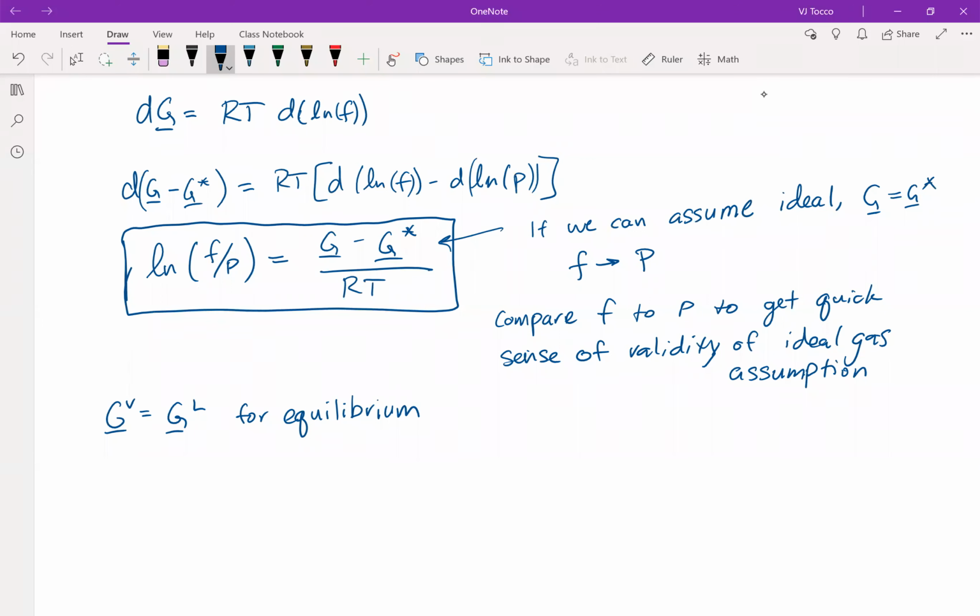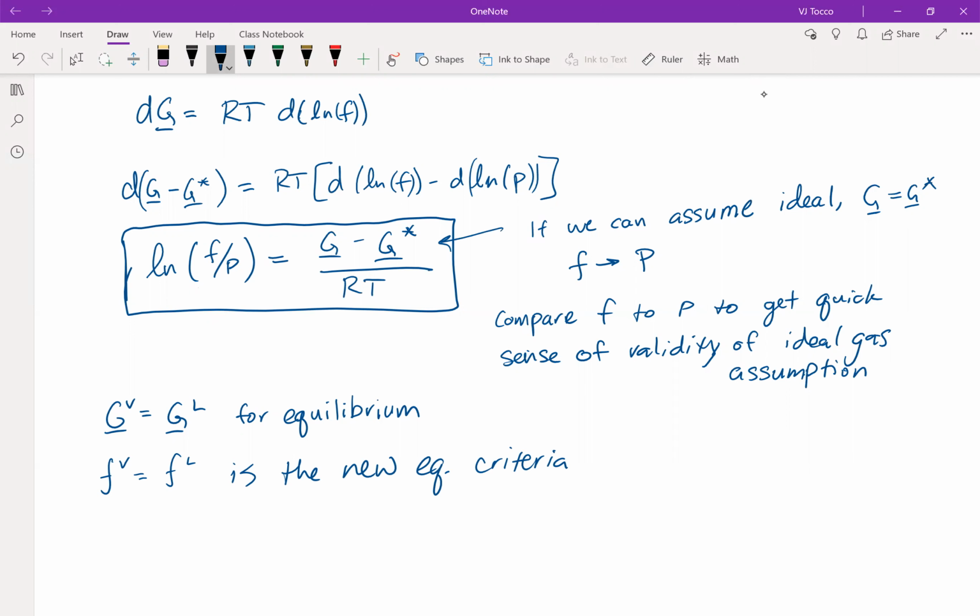So instead of using Gibbs free energy as our equilibrium criterion, we're going to use fugacity. And because fugacity was derived by looking at Gibbs free energy, we can use this as the new equilibrium criteria. So now instead of starting with the Gibbs free energy must be equal, we can start with the fugacities of the liquid and vapor phases must be equal.